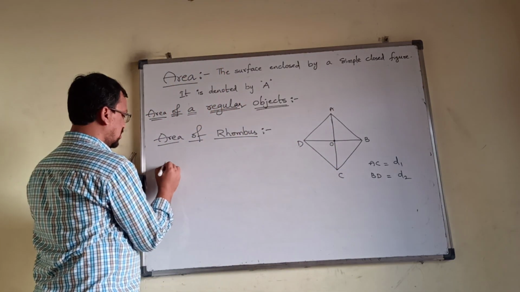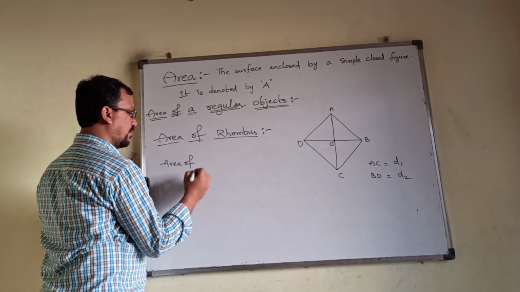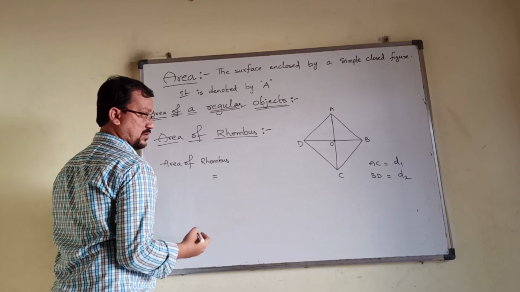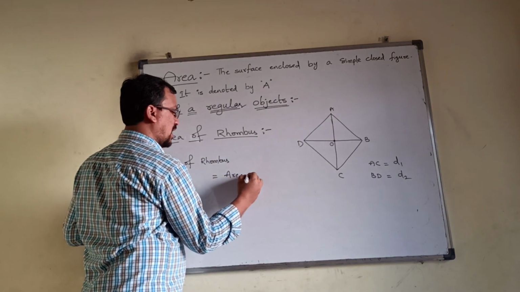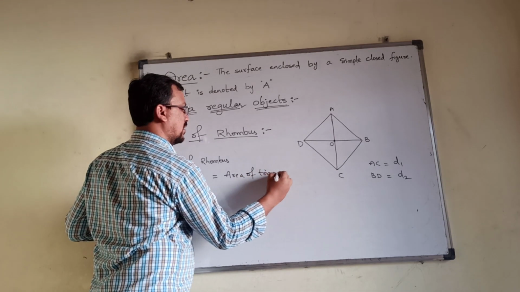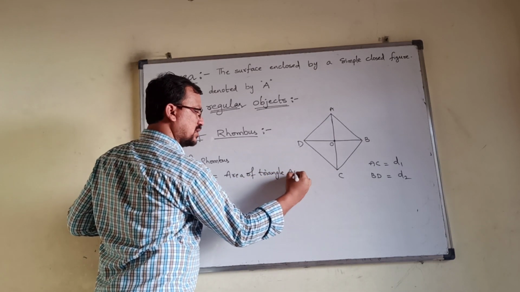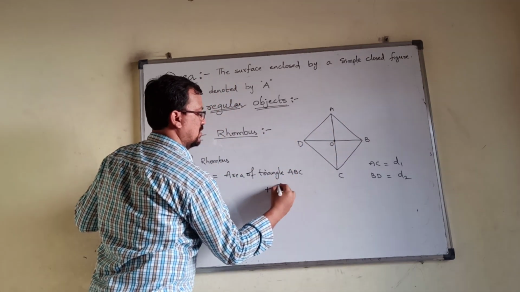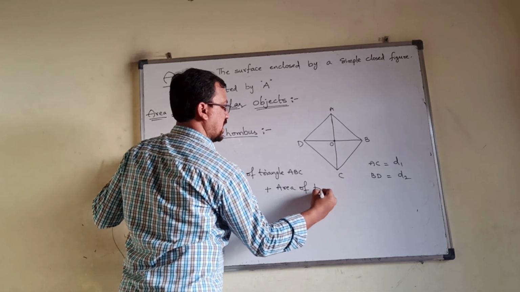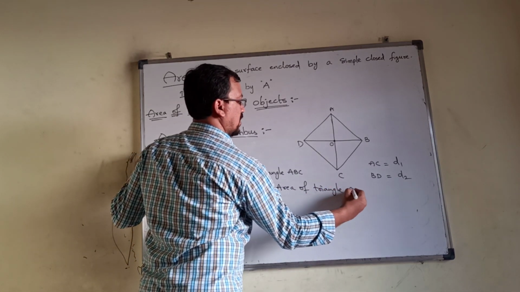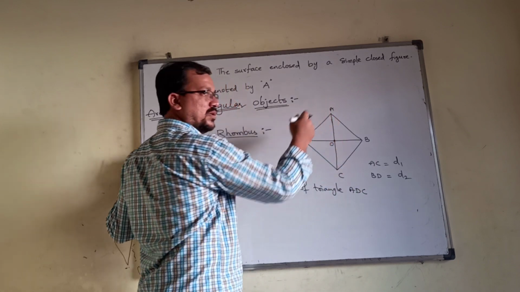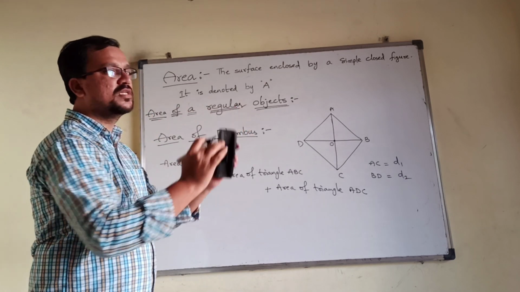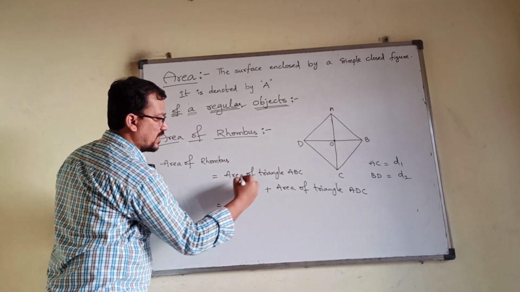Then can we find the area of the rhombus? Look at the figure: can I take the area of triangle ABC plus the area of triangle ADC, one more, this one? So I'm taking the two parts, and if I join the two parts, I'll get the area of the complete figure.